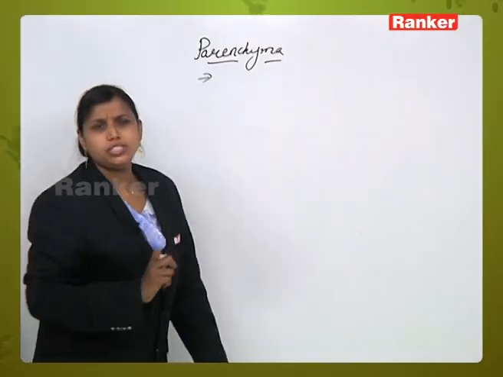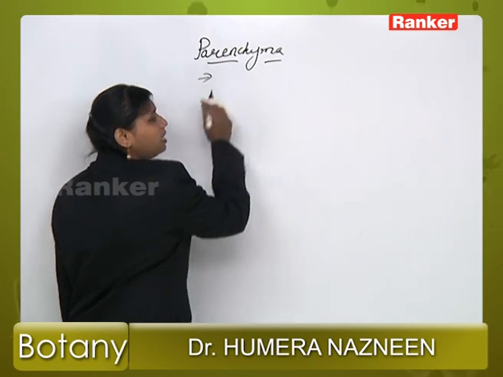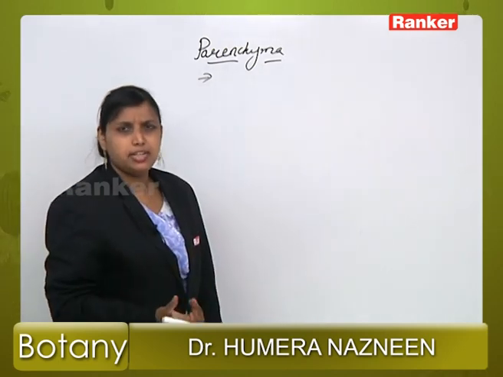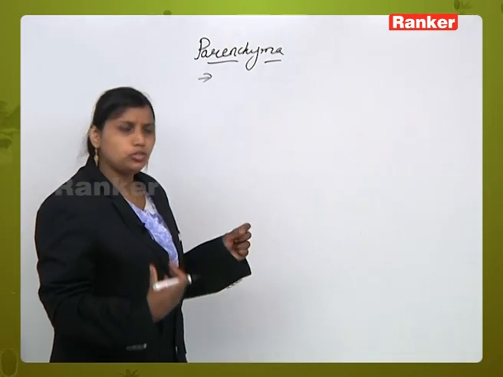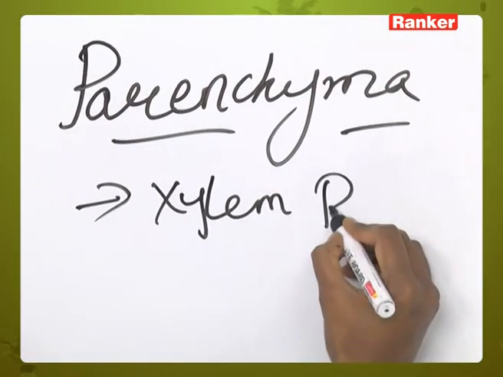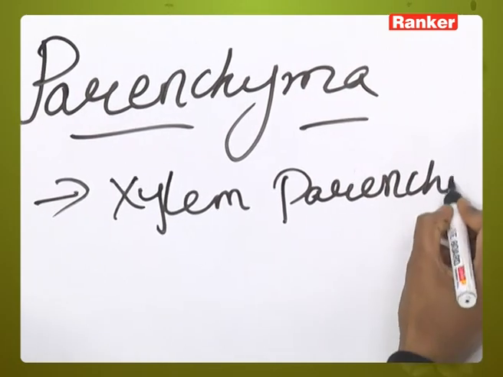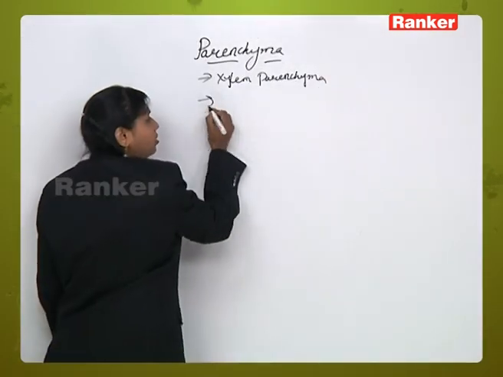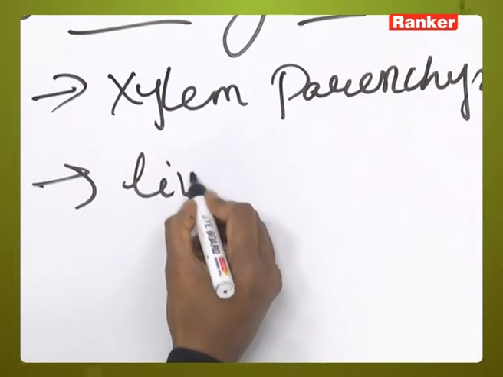Parenchyma tissue which is present in the xylem is called xylem parenchyma. As we are studying in context with the xylem, the xylem tissue which has parenchyma in it is named xylem parenchyma. It is the only living tissue.